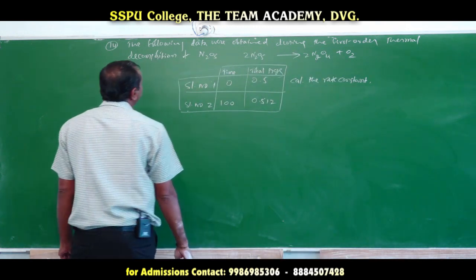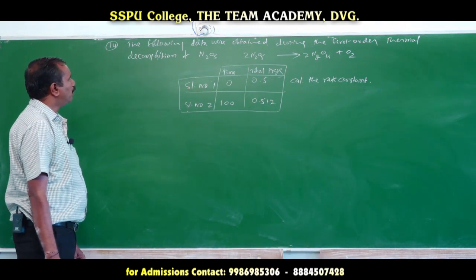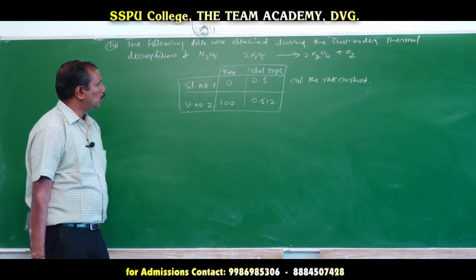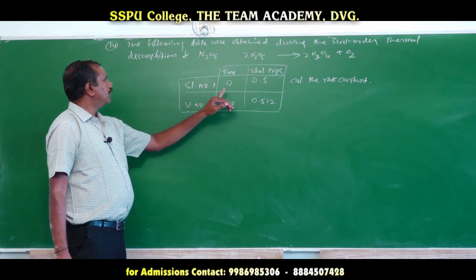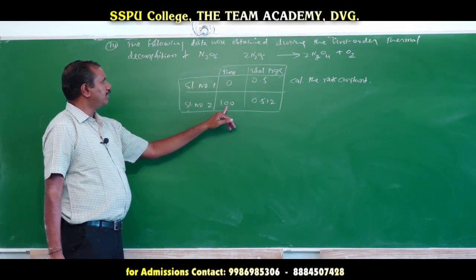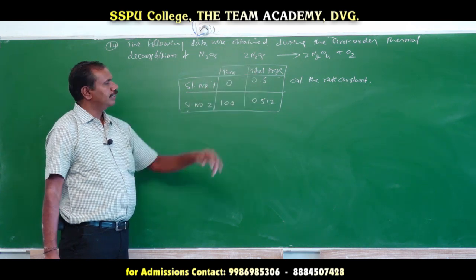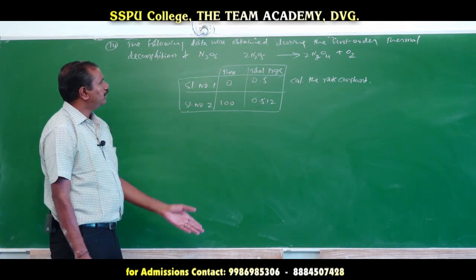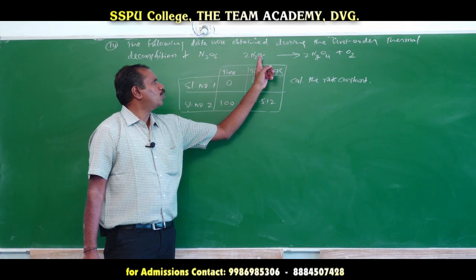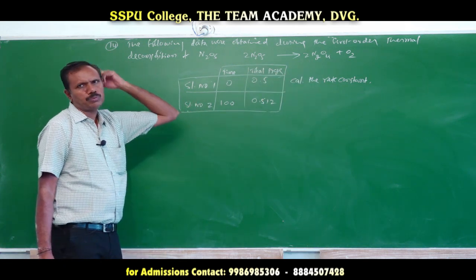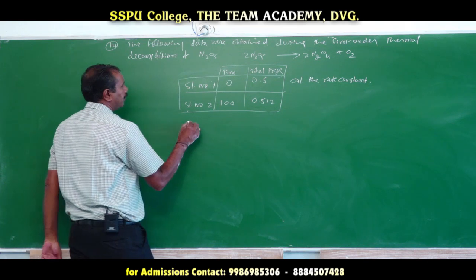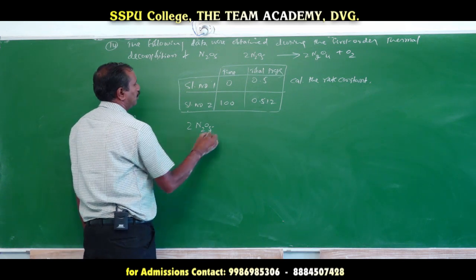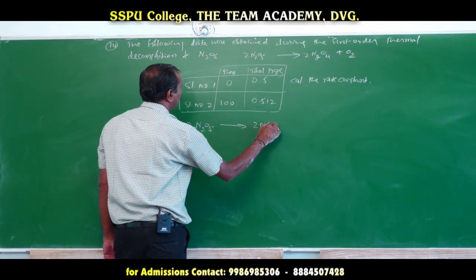So, the following data were obtained during the first order thermal decomposition of N2O5. Decomposition means breakdown of N2O5 to form N2O4 plus O2. Time is given, that is 0. At 0 time the total pressure of N2O5 is 0.5 only. After that it is 0.512. Why will the pressure increase? N2O5 decomposes to form N2O4 plus O2. So here you see 2 N2O5 becomes 2 N2O4 plus O2.